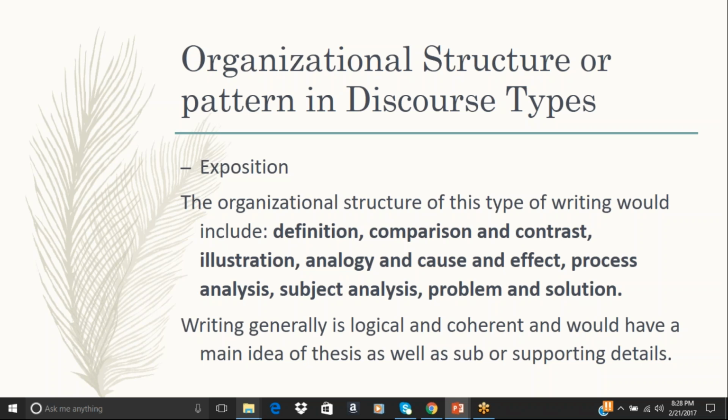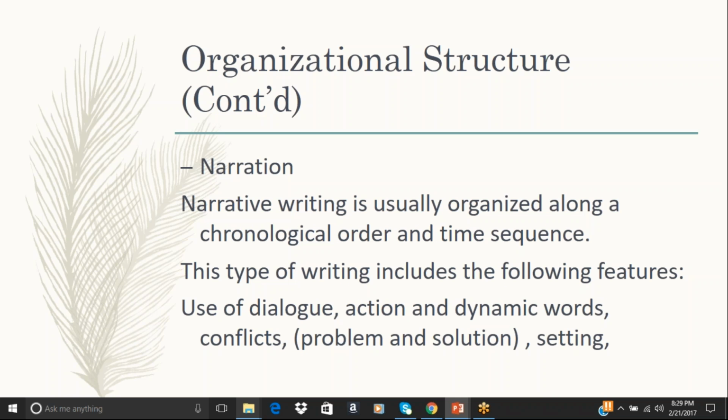So exposition, the organizational structure of this type of writing would include definitions, comparison, contrast, illustrations, analogy, cause and effect, process analysis, subject analysis, and problem and solution. Writing generally is logical and coherent and would have a main idea or a thesis as well as sub-ideas or supporting details. All right? Narration. Narrative writing is usually organized along a chronological order and time sequence.